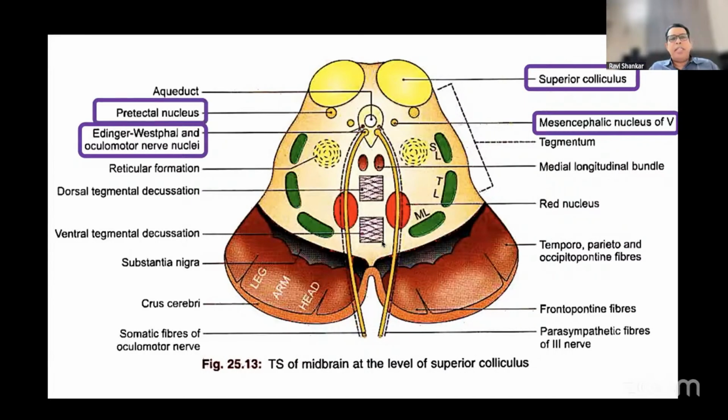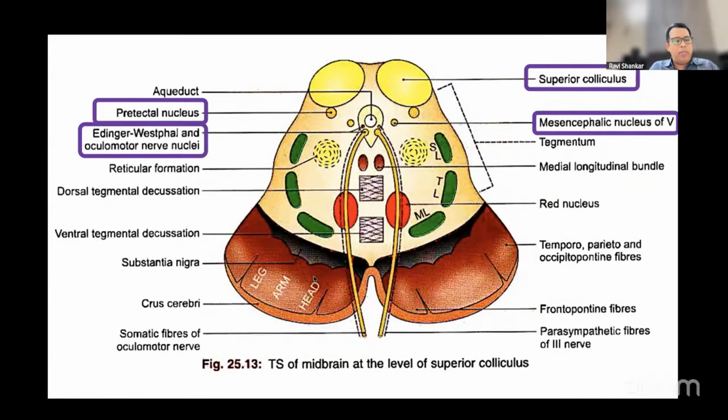There is a pretectal nucleus which is in superolateral relation to the superior colliculus. The optic tract gives efferents to the pretectal nuclei, which then gives efferents to the Edinger-Westphal nucleus, which is situated in close relation to this. This is an important part of the light and consensual reflex that we see.